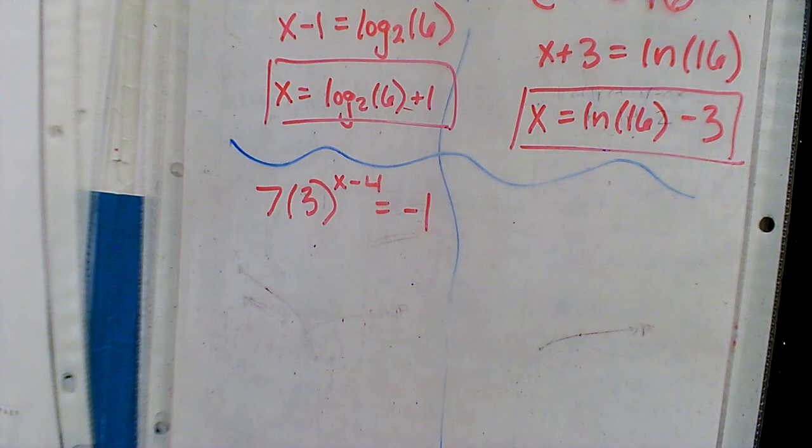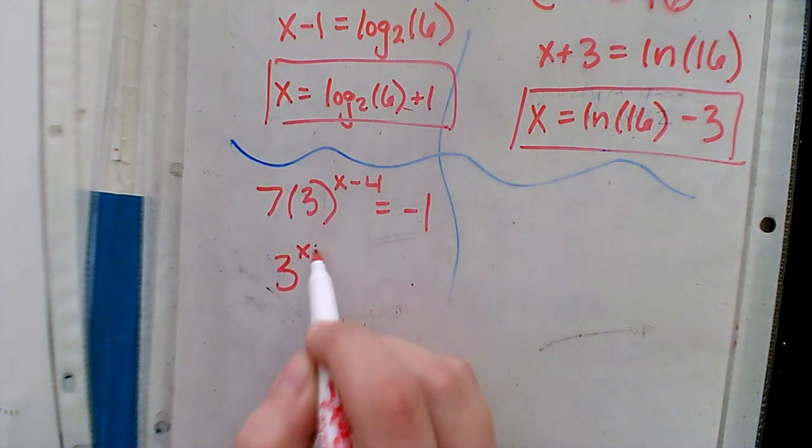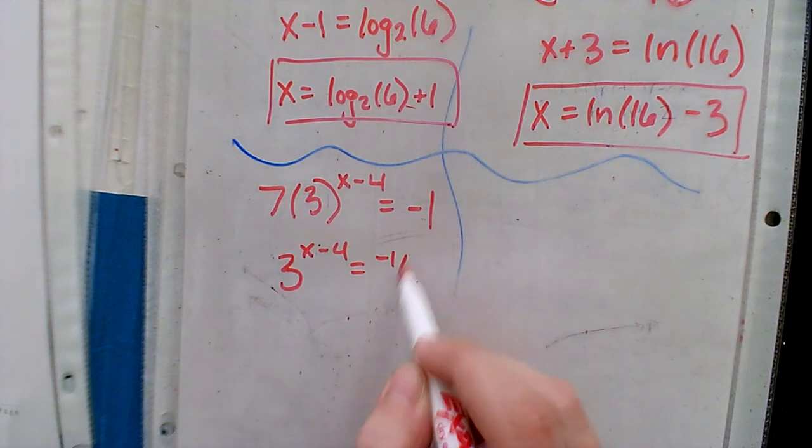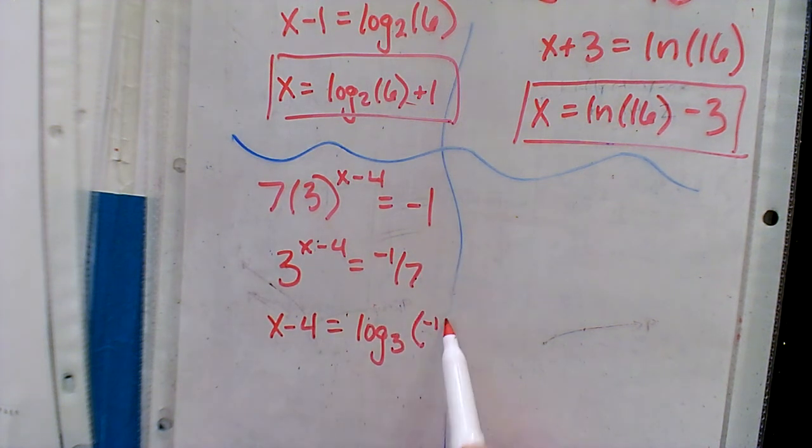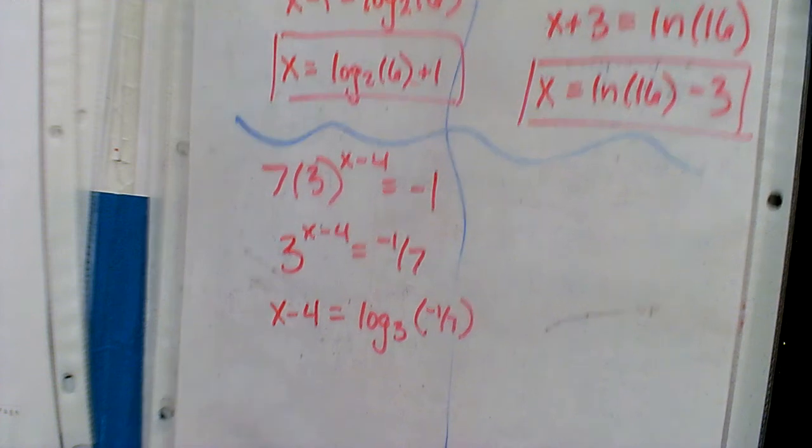You want to solve for x. What do you want to move over first? Let's divide the 7. What do you want to move over next? It's a base of 3. You move over a base, it becomes a log base 3. Then what?